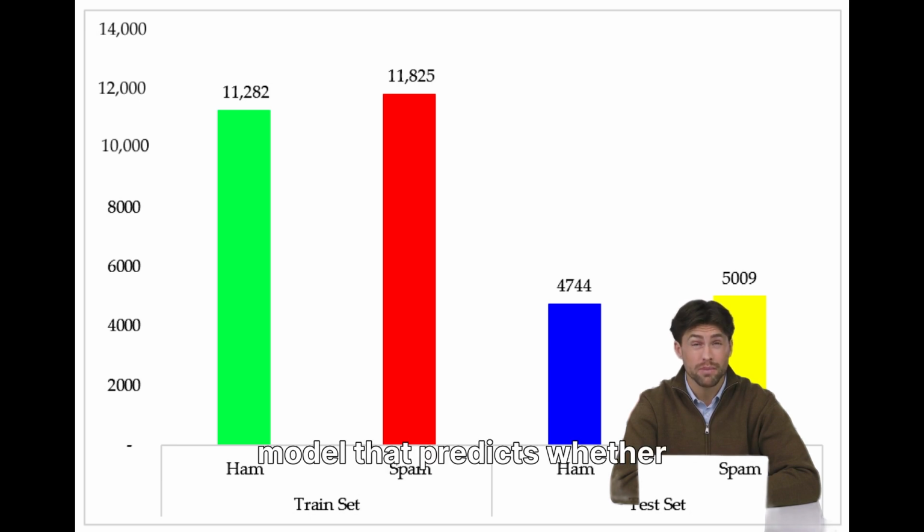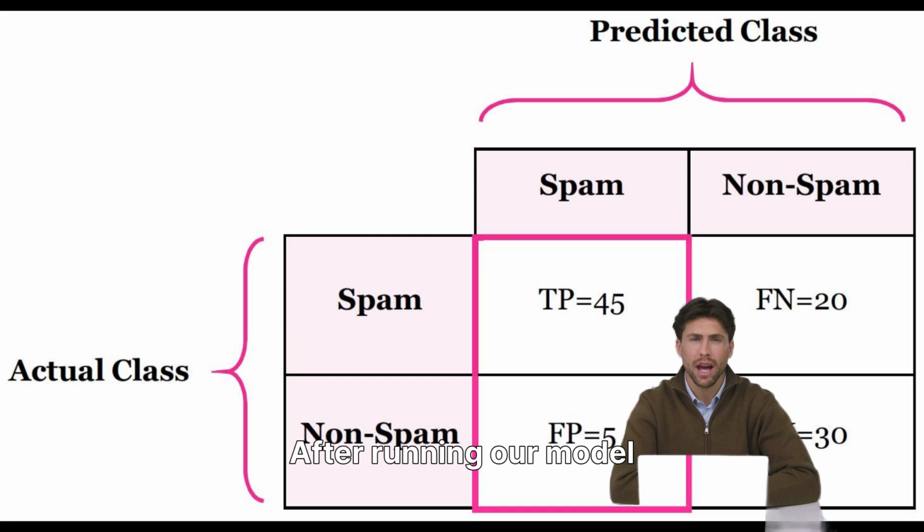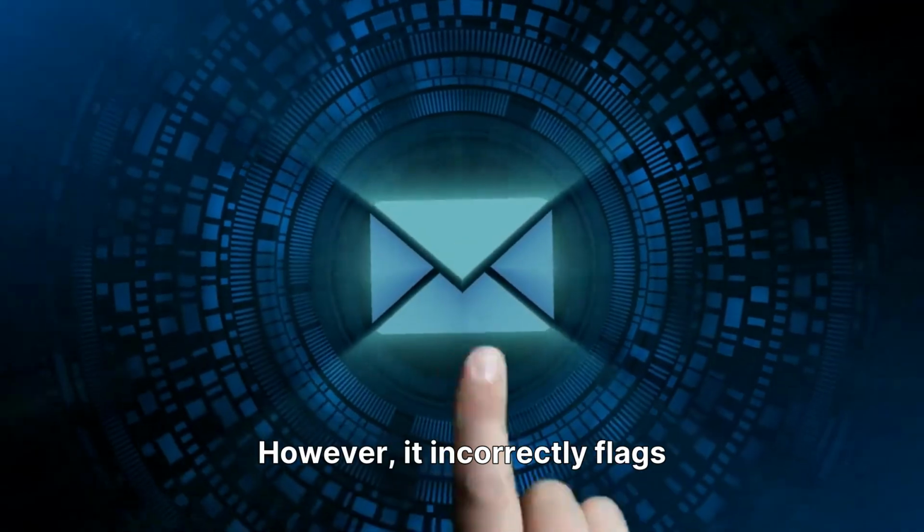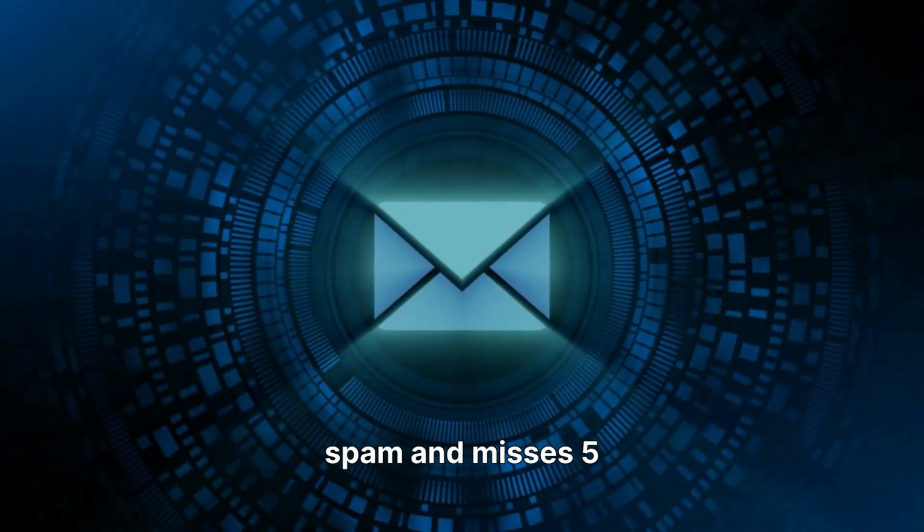Imagine we have a model that predicts whether emails are spam or not. After running our model on a dataset of 100 emails, let's say it correctly identifies 80 emails as not spam and 10 emails as spam. However, it incorrectly flags 5 non-spam emails as spam and misses 5 spam emails.